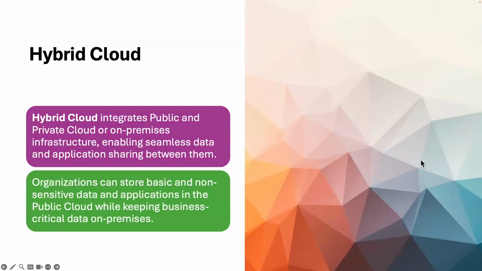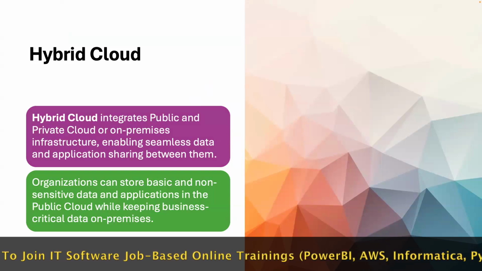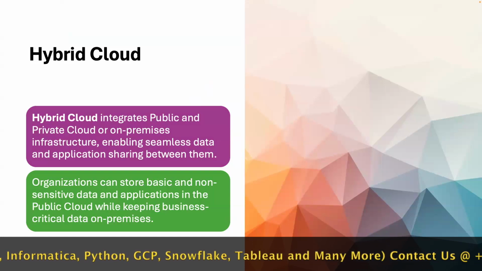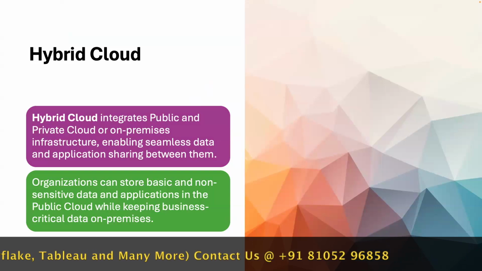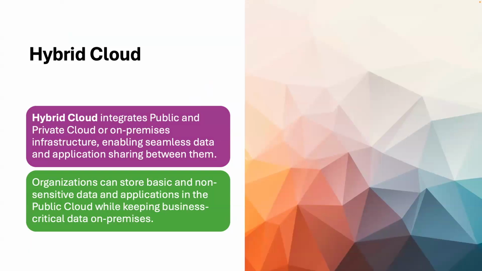So hybrid cloud integrates public and private cloud or on-premises infrastructure, enabling data and applications to be shared between them. So you can use a combination of both. Many organizations prefer to keep very sensitive data on-premises and non-sensitive, non-compliant data in the public cloud. Instead of using 100% cloud, they use a mix and match setup. In that case also, it supports hybrid cloud. The organization can store basic and non-sensitive data in the public cloud and keep business-critical data on-premises.